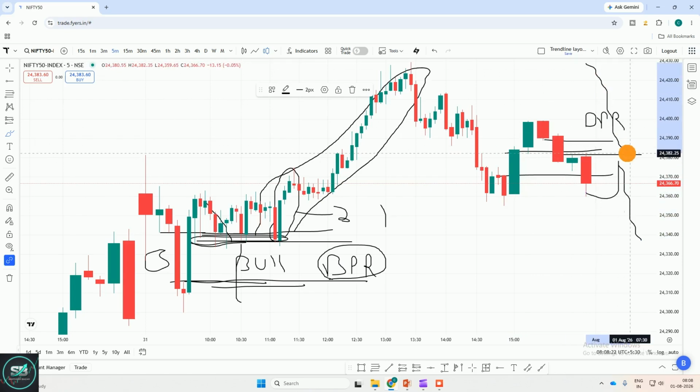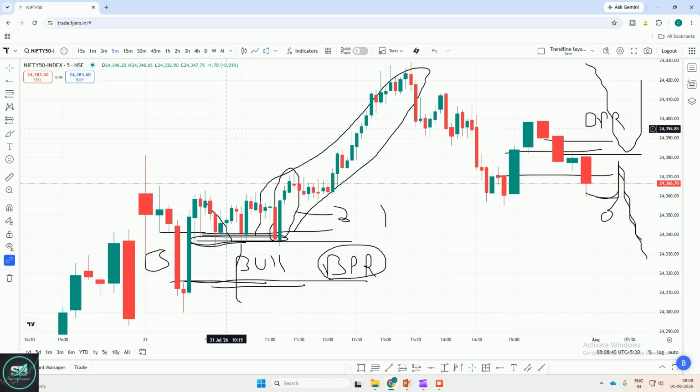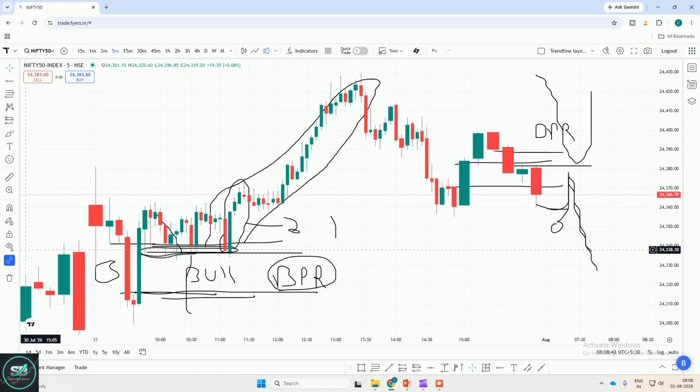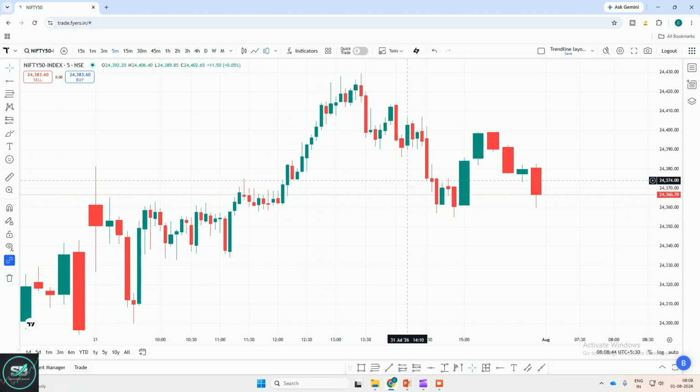But when price comes down, this is going to act as a support if the market opens gap up. But in case the market opens flat or gap down, and price comes back to this zone, this is going to act as a very good resistance. From here price is going to reject and go further down. So now you understood the concept of BPR. So here I will show another BPR.